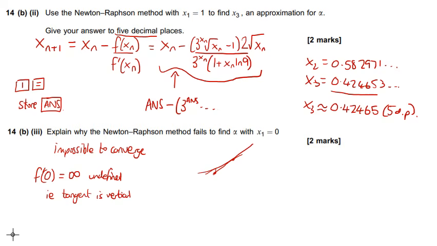So what it means is that your original value, whatever the shape of the graph is, you're going up there and your tangent is also vertical, so that takes you straight back down to the same point. It doesn't get you closer to the solution, it just takes you straight back down. So if you start at 0, then every other value of n will still be 0 because it'll just keep taking you down to the same point again and again and again. But that's probably enough to say that it's impossible to converge because the tangent is vertical.